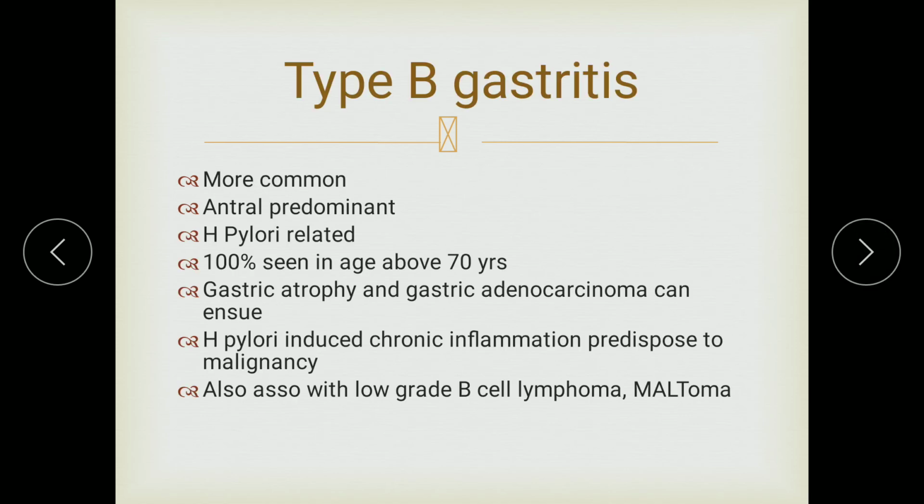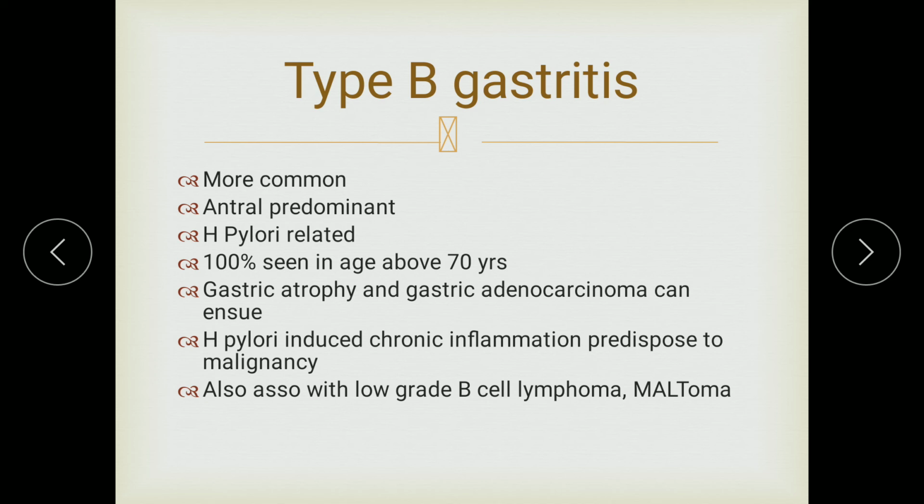Type B gastritis is the most common form. Here it is antral predominant, which is mainly mediated by H. pylori infection. This form of type B gastritis is seen in nearly 100% of individuals over 70 years. The incidence increases with age and it comes to nearly 100% above 70 years of age. Ultimately, it results in gastric atrophy and gastric carcinoma can occur.